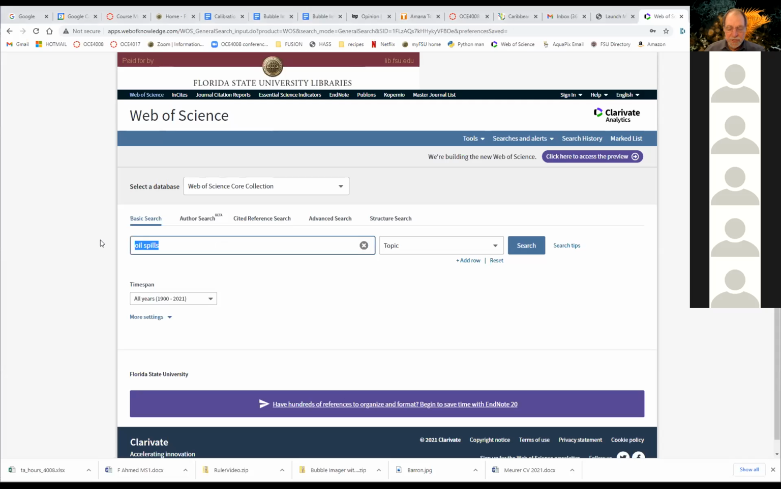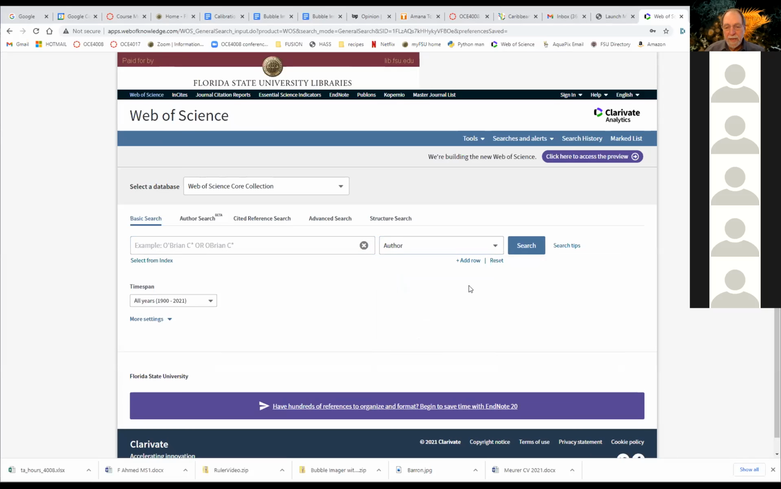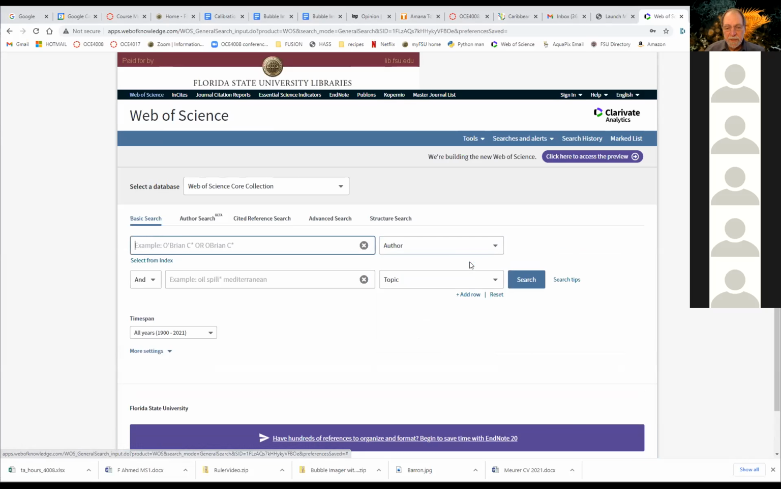There are search terms, you're probably familiar with this, and you'll see there's a menu of items that you can search on. We're going to start by searching on author, and then you can add rows. So I'm going to add another row, and I'm going to add topics. Over here, there's a screen that lets you put in Boolean links, so you can say and, or, not. I'm going to search for an author and a topic.